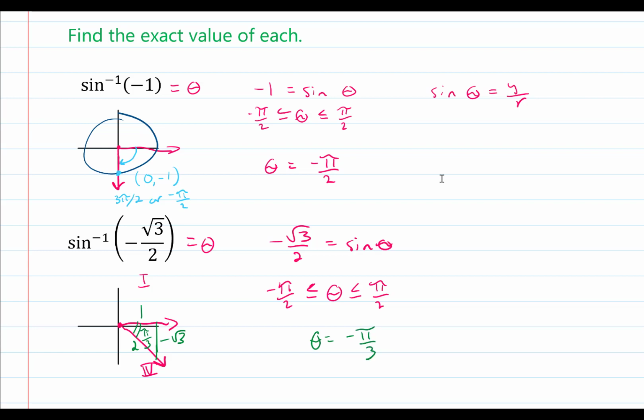Again, we would not choose the coterminal angle, which would be 5 pi over 3. We would have to choose the negative angle because of the fact we have to have the angle from negative pi over 2 to positive pi over 2.